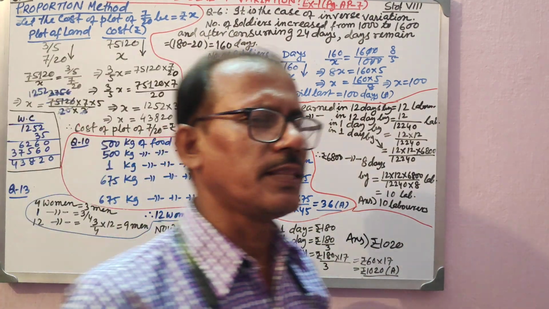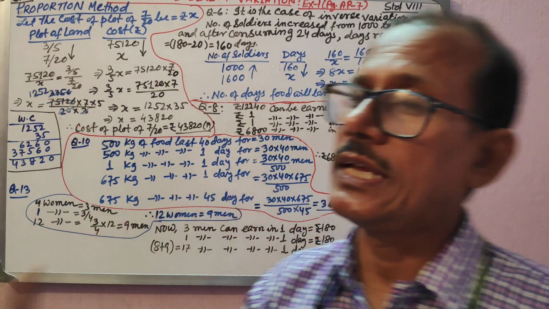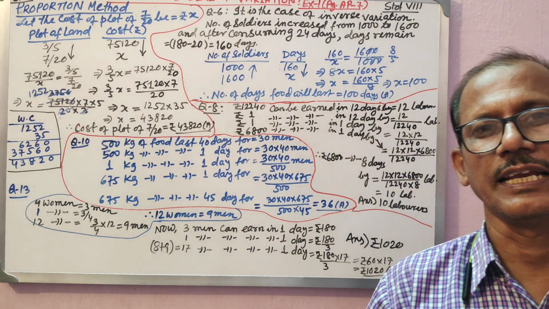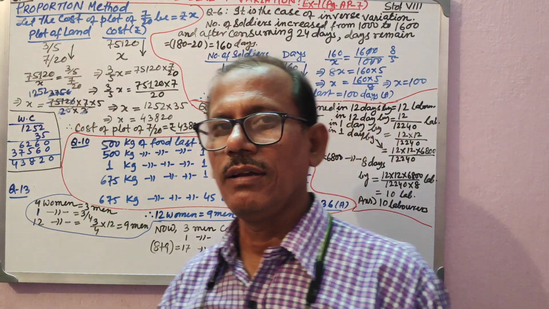Some of the cases will be there where it will not go in that way. Increase will lead to decrease, and decrease will lead to increase. In those cases, it is called indirect variation. It varies. That is why it is called variation. Why? I will give you an example.